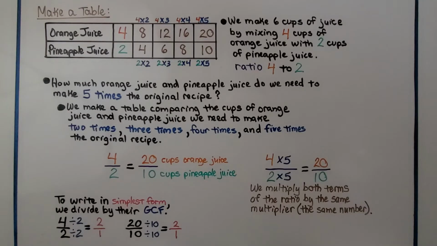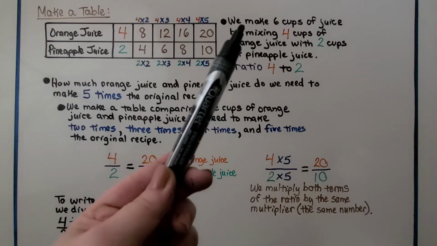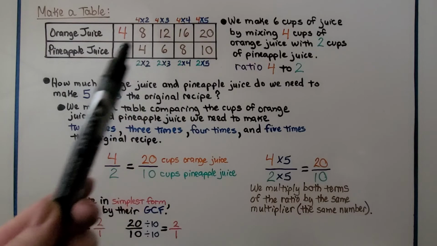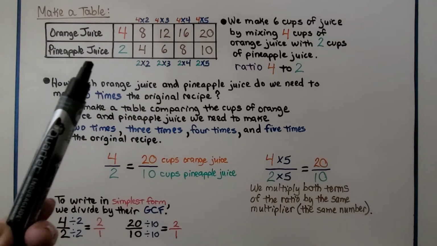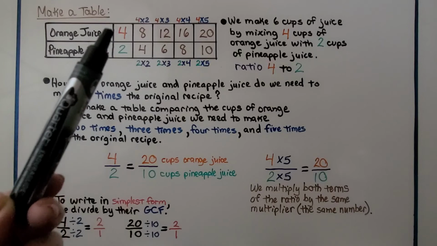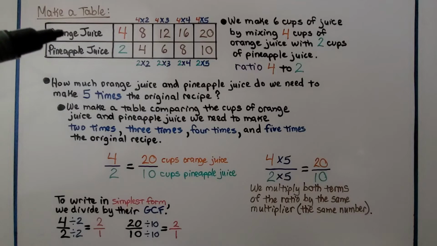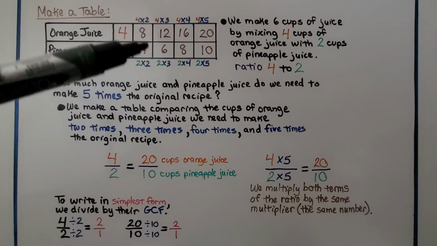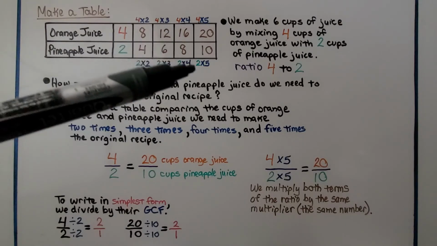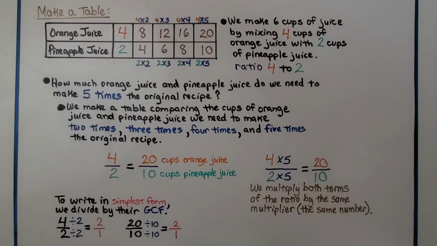So we can find equivalent ratios by using a table or by multiplying or dividing both terms of a ratio by the same number. It says we make 6 cups of juice by mixing 4 cups of orange juice with 2 cups of pineapple juice. Our ratio is 4 to 2. How much orange juice and pineapple juice do we need to make 5 times the original recipe? So we make a table comparing the cups of orange juice and pineapple juice we need to make 2 times, 3 times, 4 times, 5 times the original recipe.